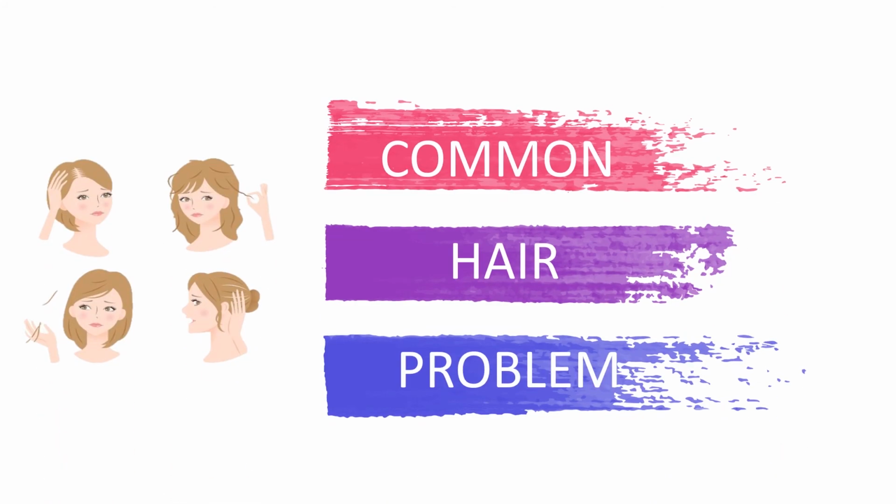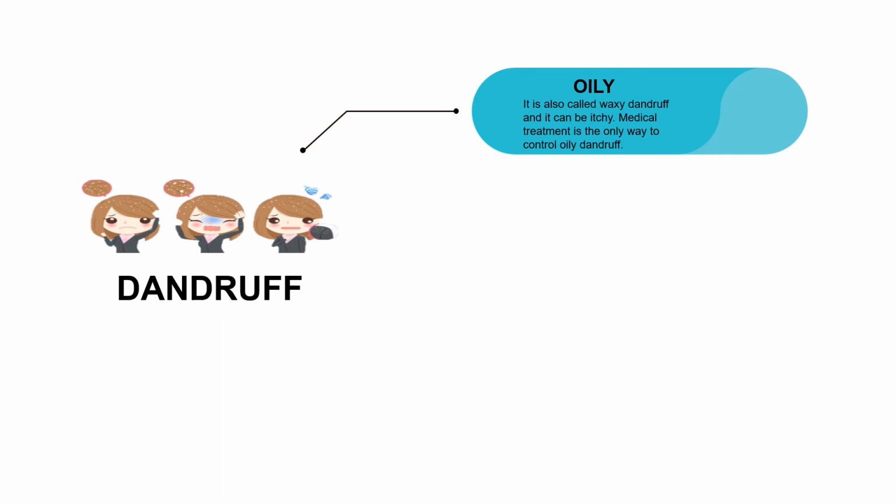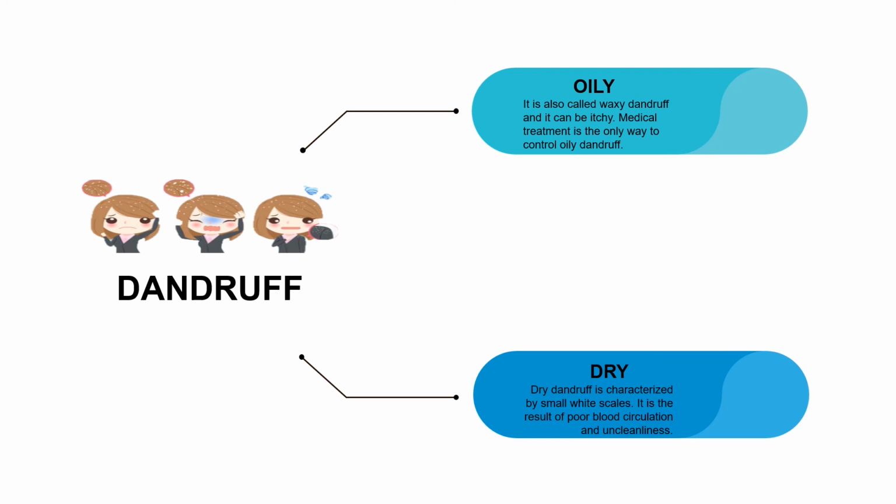Let's move further with common hair problems. We all have some hair problems, right? Let's see. The first is dandruff. Dandruff is again of two types: one is oily and the other is dry. The oily one is also called waxy dandruff and can be itchy. Medical treatment is the only way to control that kind of dandruff. Then is dry dandruff, which is characterized by small white scales. It is a result of poor blood circulation and uncleanliness.